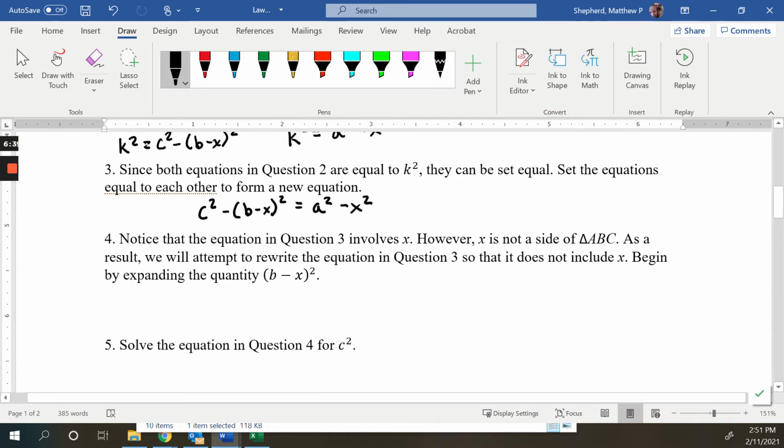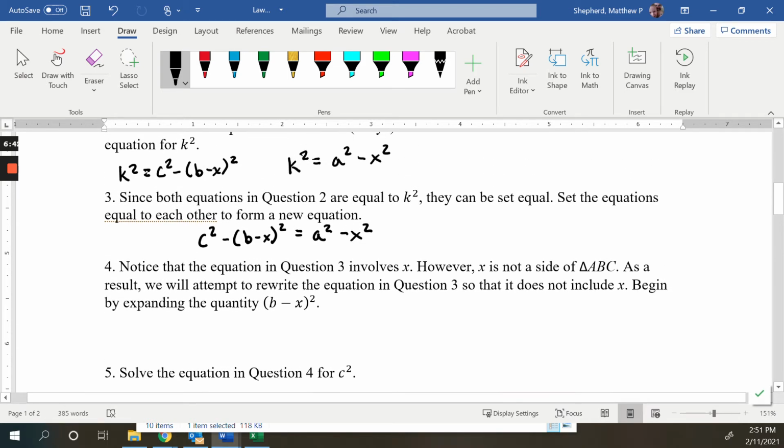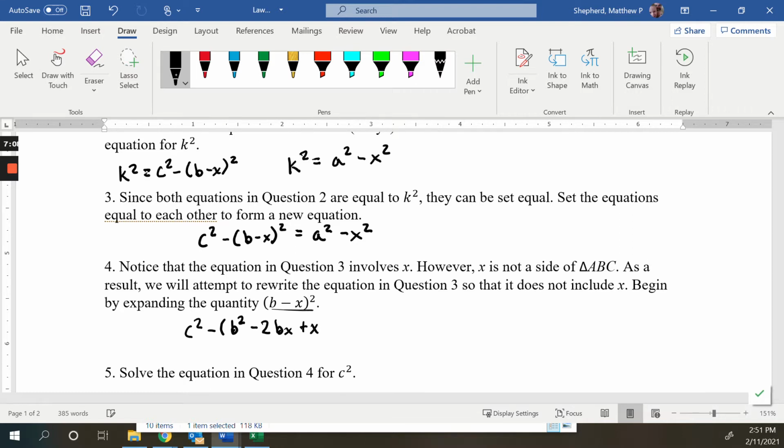But we want this to work with any triangle. So in order for it to work with any triangle, we're going to have to eliminate the need for x. We already eliminated the need for k, but we want to eliminate the need for that as well. So first, we're going to expand out that b minus x squared. So c squared minus, and that'll become a b squared minus 2bx plus x squared is equal to a squared minus x squared.